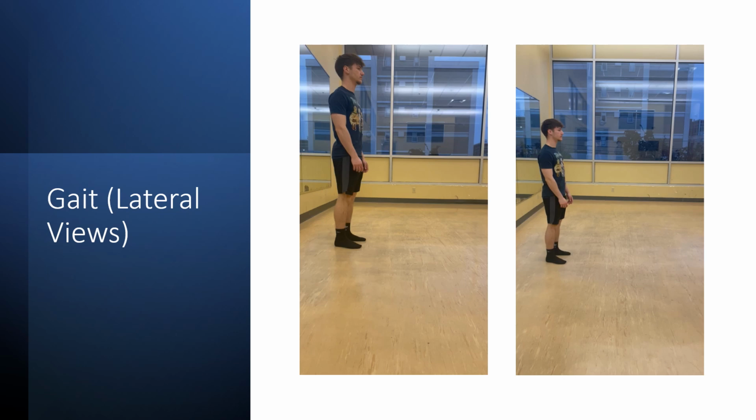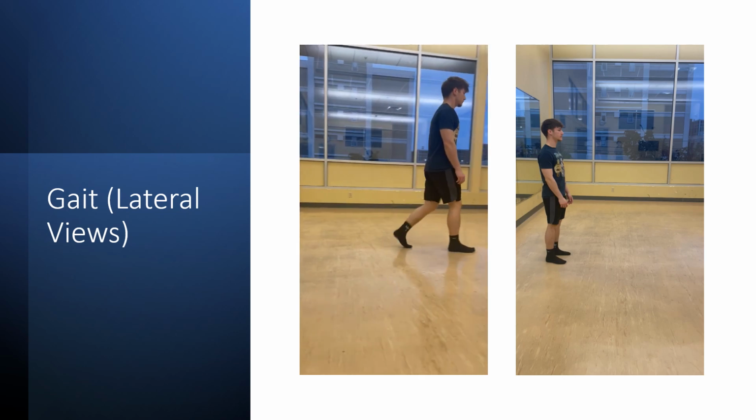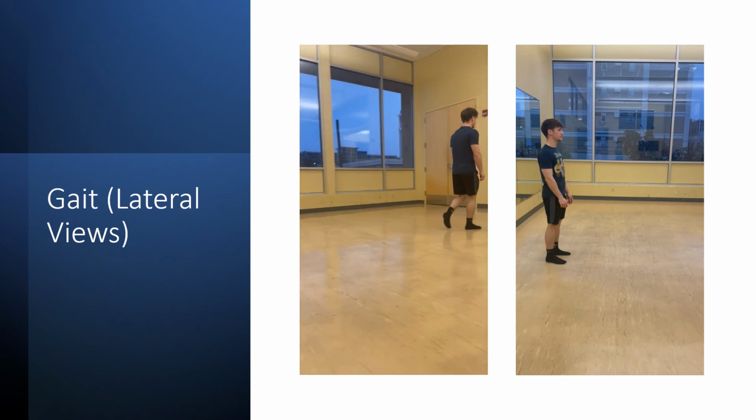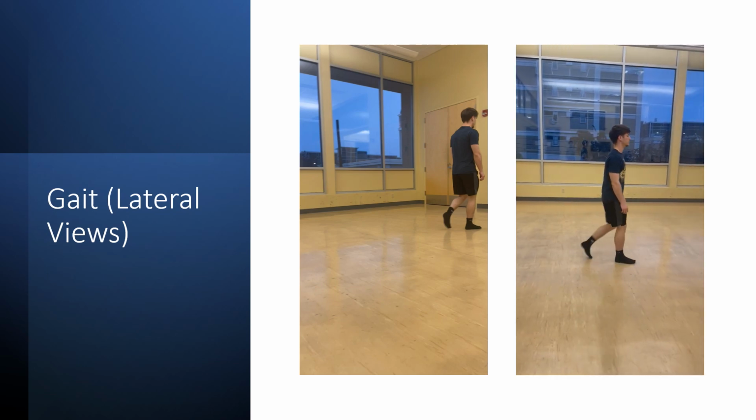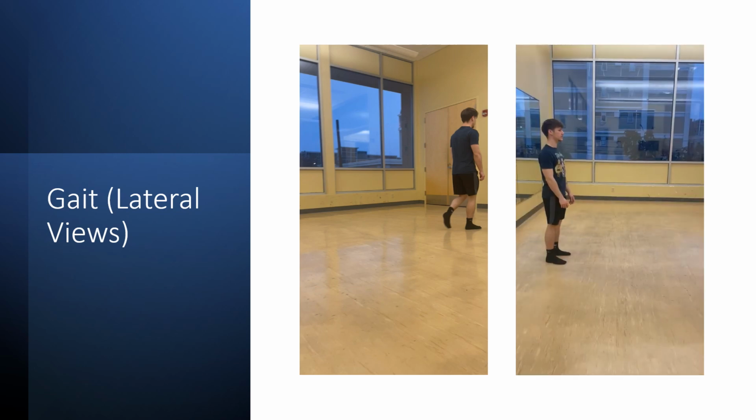Next is the gait assessment from the lateral view moving from the left to the right. So we will watch the video and comment on the compensations that we notice. So once again, the moment that the client begins moving in the gait motion, we notice that anterior pelvic tilt becomes very excessive when compared to his static postural alignment.